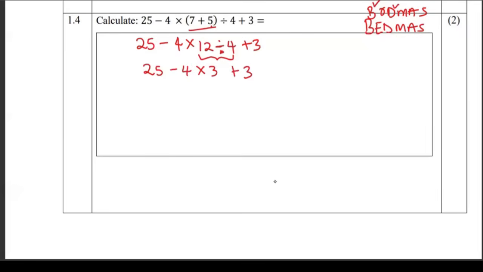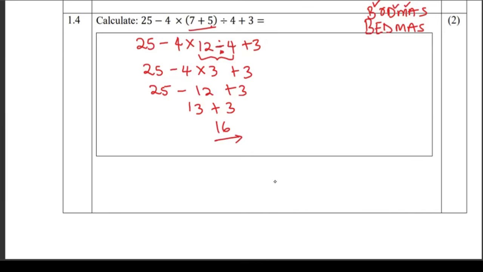Then division is done. We go to the multiplication. The numbers are 4 and 3. So 25 minus 4 times 3 gives me 12, plus a 3. And then you can do your addition or subtraction, whichever comes first. Let me start with the subtraction. 25 minus 12 gives me 13. And then 13 plus 3, I'll end up with 16.